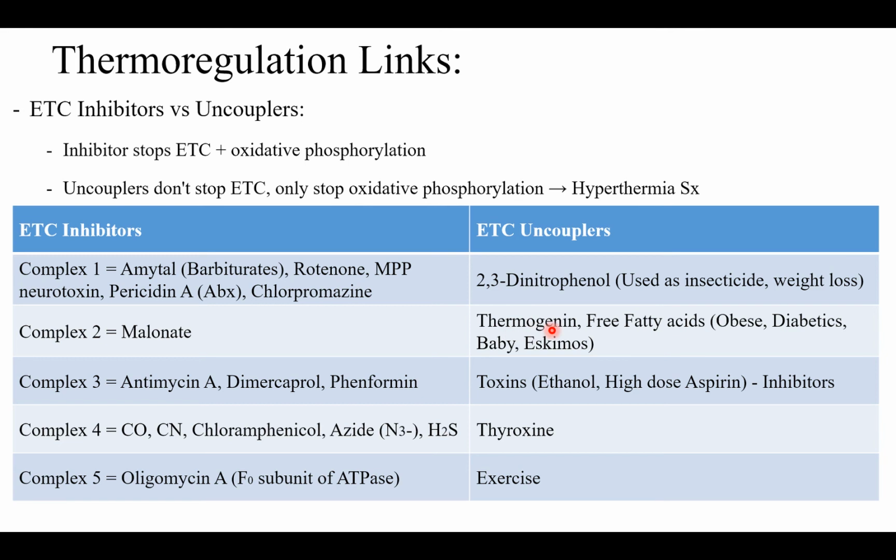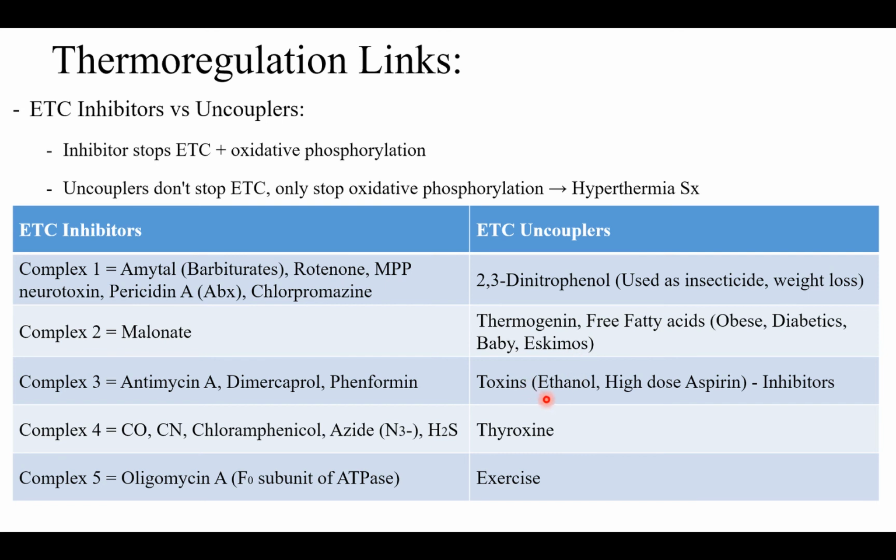We already talked about thermogenin and free fatty acids causing uncoupling of oxidative phosphorylation in pretty good detail in earlier videos. This occurs in obese diabetics, babies, and Eskimos. This occurs in uncouplers.